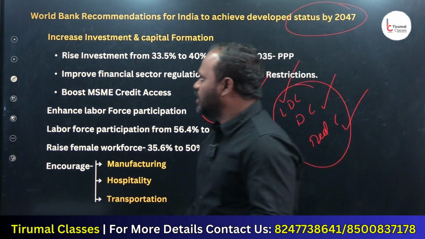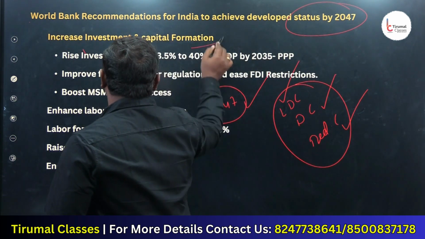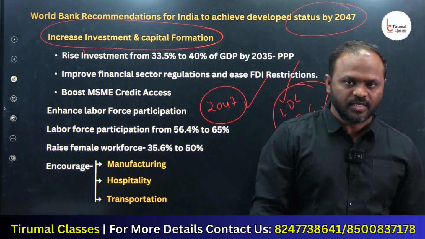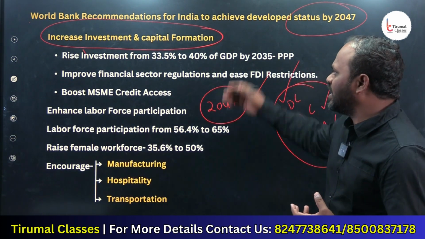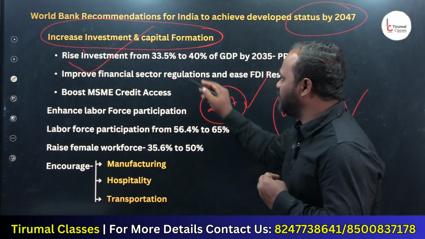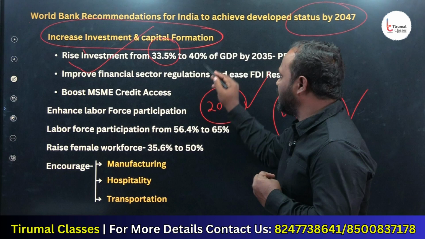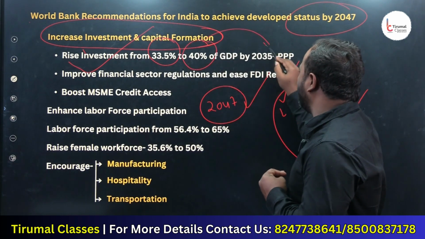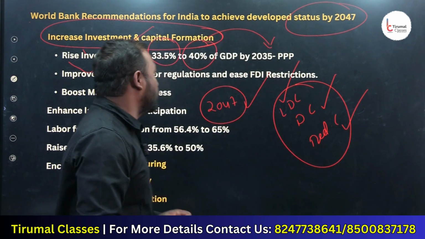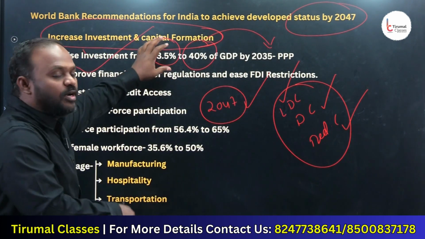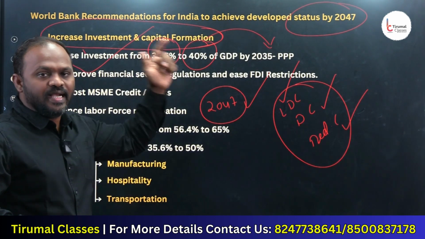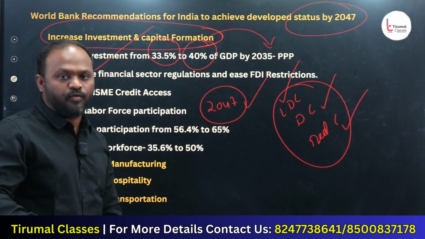Very important. The first one, increase investment and rise of capital formation. What is increase investment and rise of capital formation? Look, raise investment from 33.5% to 40% by 2035. అంటే 2035 కల్లా ఇప్పుడు మనకి ఎంత ఉంది ఇన్వెస్ట్మెంట్ అనేది 33.5% ఉంది. దాన్ని మనం 40% కి పెంచుకుంటే ఇండియా విల్ బి డెవలప్డ్ కంట్రీ బై 2047.